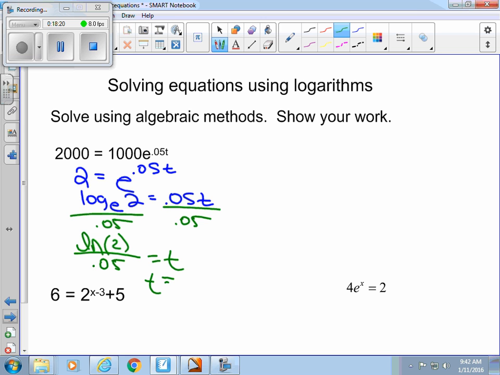1.386. Okay, and just for Braden and Lily, you didn't get 1.386. Yep, 2.86. Is that what you got? Or did you divide by 0.5 instead of 0.05?